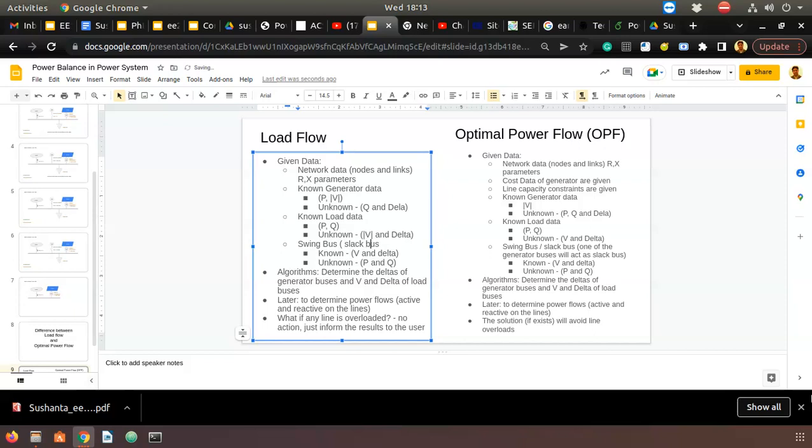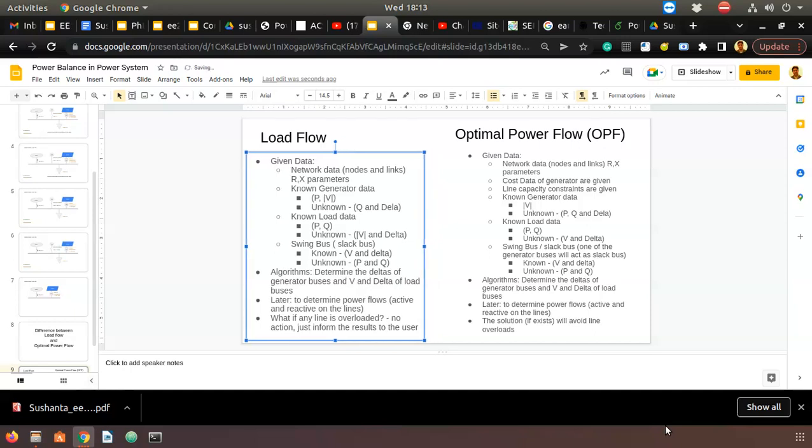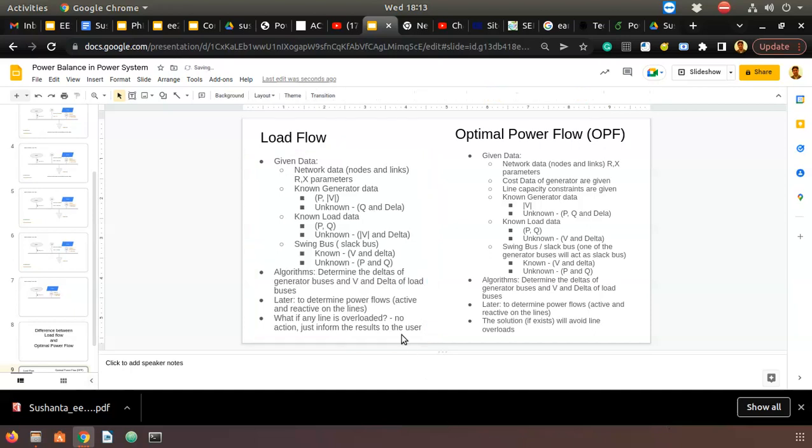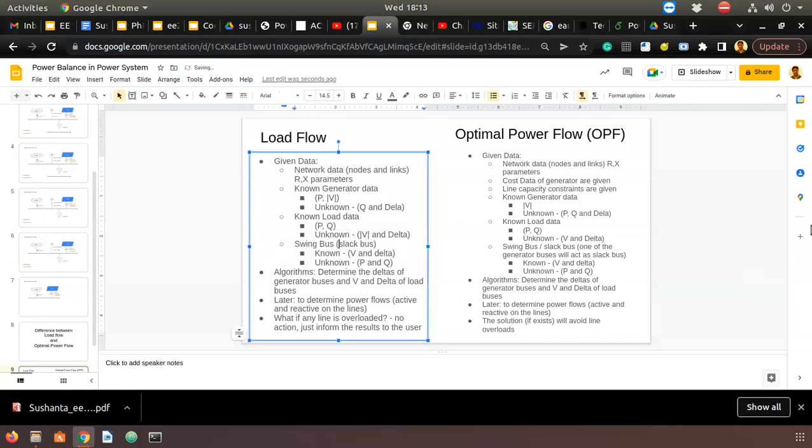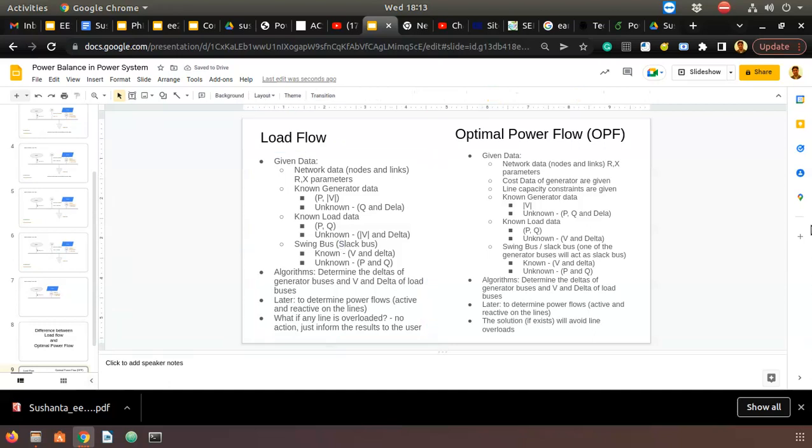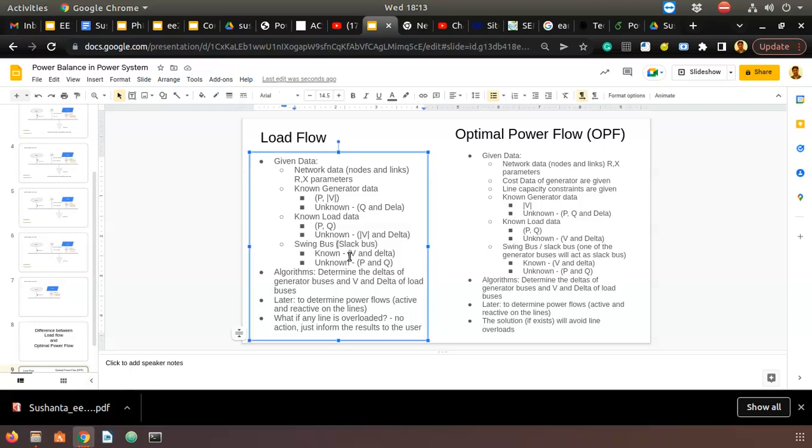Okay, so this is again a question. Are swing bus and slack bus both the same? Anyway, as of now, I did not think about it. I just thought, okay, as long as for me both are kind of equivalent. But yes, you can again make a distinction.